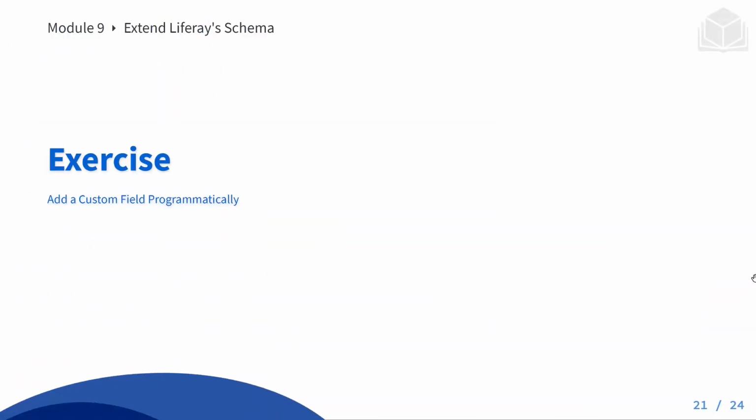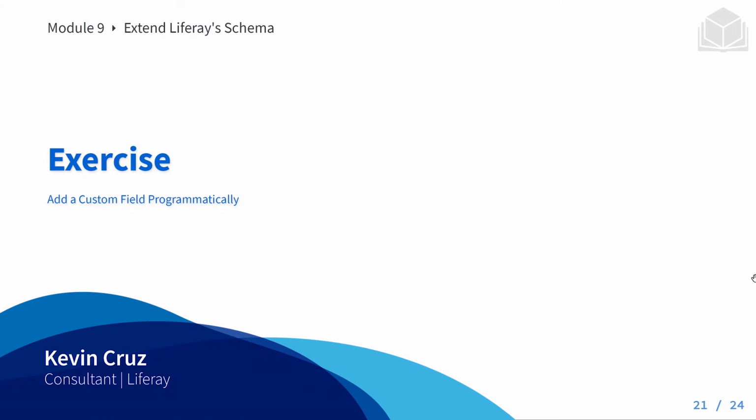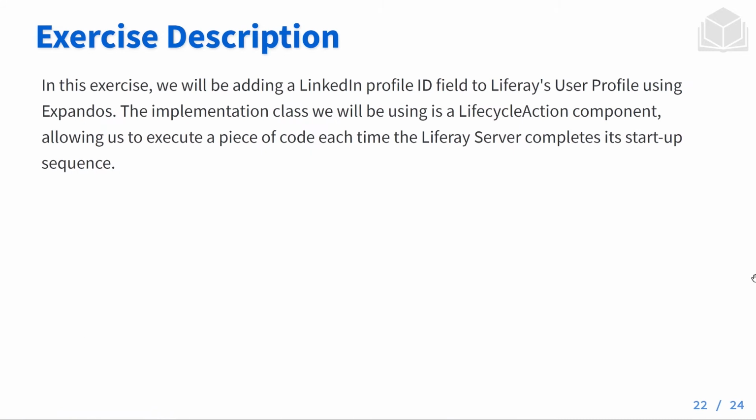Thanks for joining us again today for Module 9's exercise, where we're going to be adding a custom field programmatically. In this exercise, we're going to be adding a LinkedIn profile ID field to Liferay's user profile using expandos. The implementation class that we're going to be using is a lifecycle action component, which allows us to execute a piece of code each time the Liferay server completes its startup sequence. You can use your book to follow along, and we're going to get right into it.